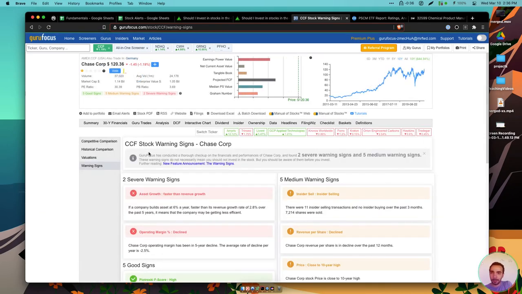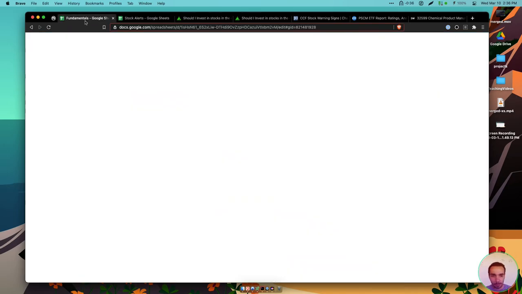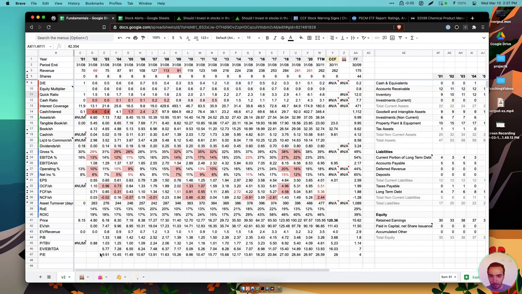Oh, crap. I must have lost. Asset growth faster than revenue growth. Operating margin declined. Let's see. Yeah, but... Oh, wait. Operating margin. Yeah, but it's been growing. It's growing back. Like, trailing 12 months is up 2% versus 2020. Not a cause for concern.